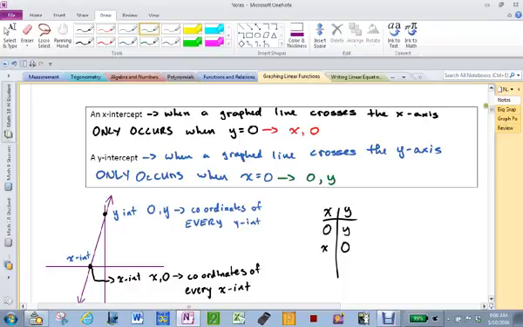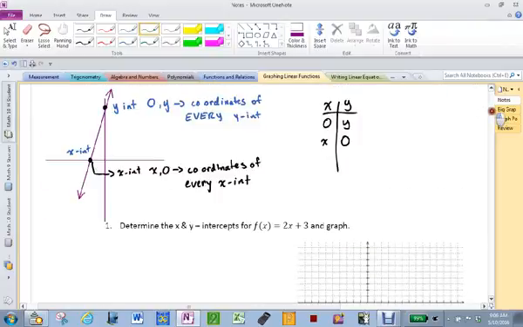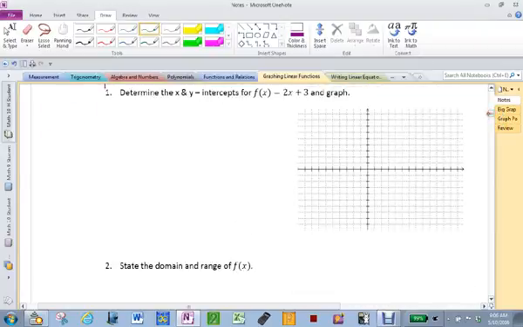Okay. Let's do some work with this. Determine the x and y intercepts for this. Right away we're in a bit of trouble because I want a y-intercept, but I don't have a letter y anywhere, do I? Or do I?